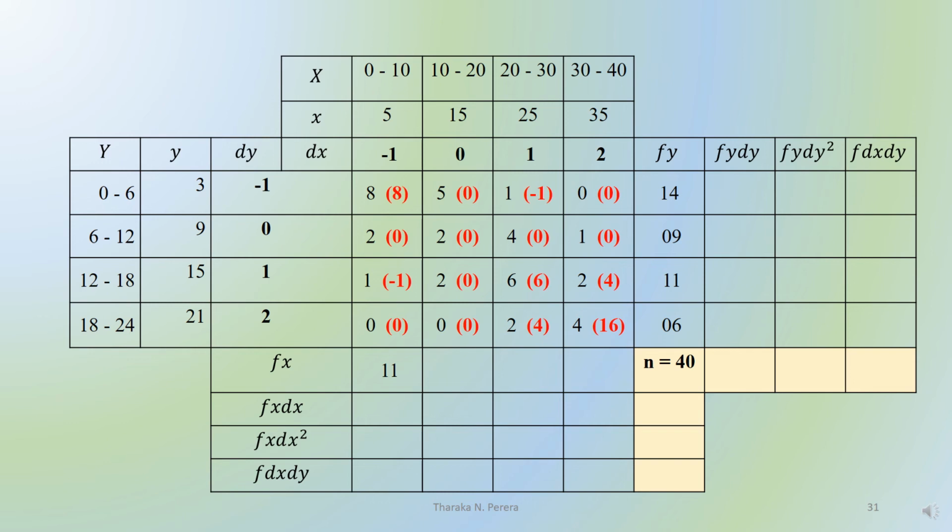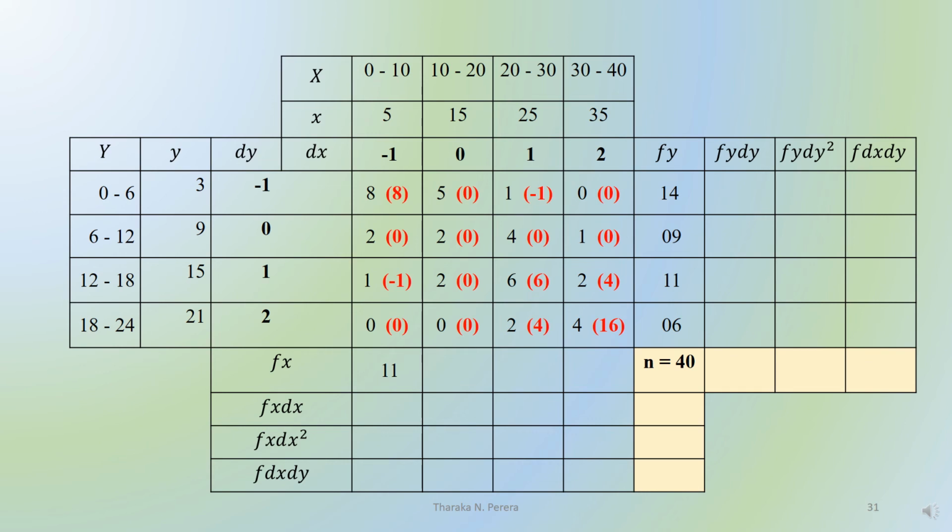Next, consider the Fx row. This means frequency for each x class interval. So let's consider the first x class interval, which is 0 to 10. All the corresponding frequencies 8, 2, 1 and 0 belong to this class. So frequency for this class is 11, which is summation of 8, 2, 1 and 0.